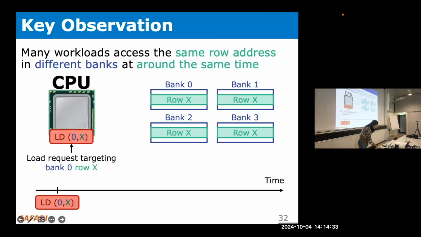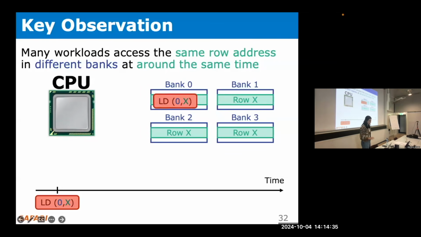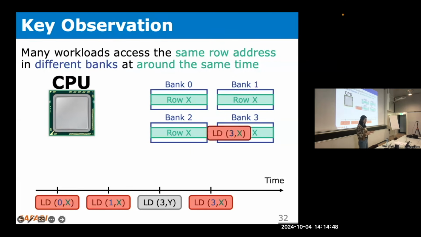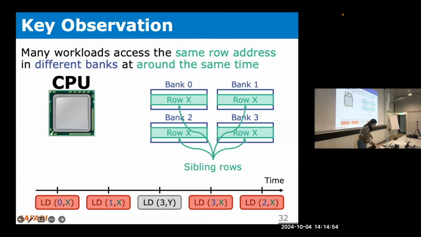Okay. So the CPU issues the request to its target bank and row, and it repeats this access pattern for other banks. There might be other requests targeting different rows at the same time, but this does not contradict our observation. Eventually, the CPU accesses the same row address across all banks. And we call the rows with the same address sibling rows.